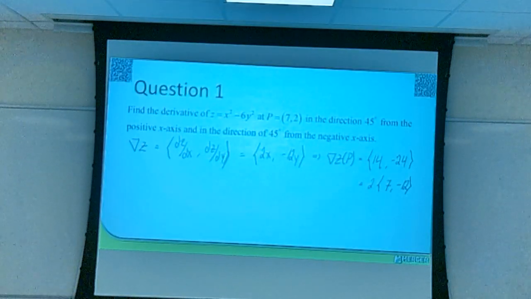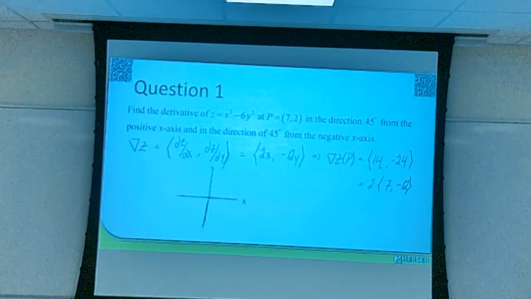Now for the directions. We don't need to worry about the third dimension because it's too varied. Right, so we can just look on the xy plane. Now what's changing? Just your 2 independent variables, which is the xy plane. 45 degrees from the positive x-axis.